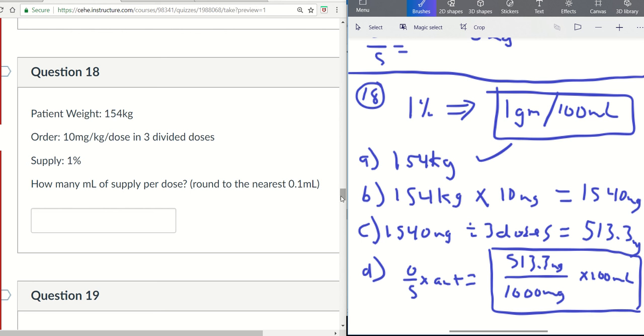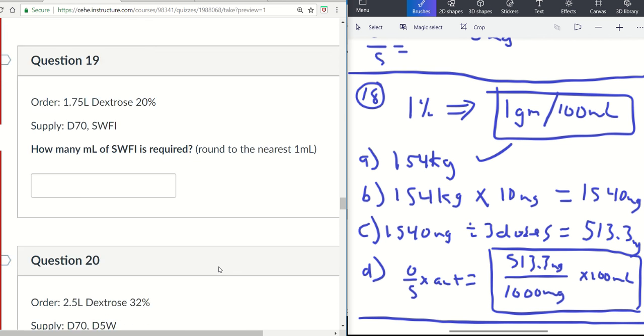51.3. So just 1 decimal place. So 51.3. Be careful, here the weight is already in kilos. Do 513.3 divided by 1,000 times 100. Yeah, so it'd be 51.3 once you round it.